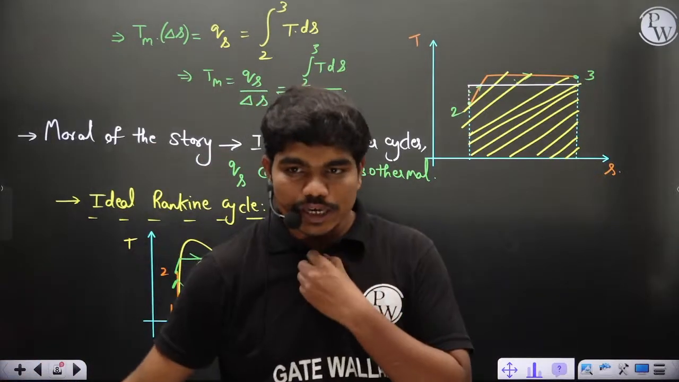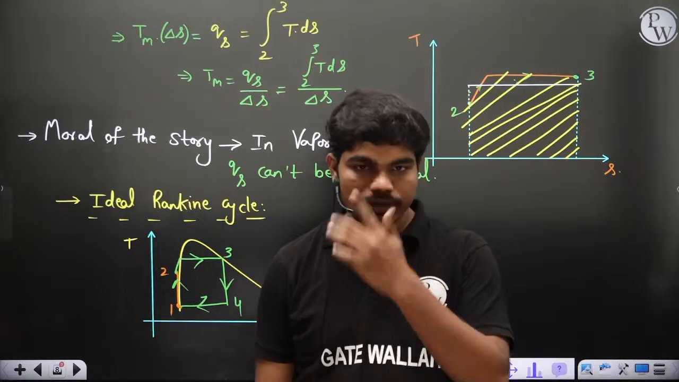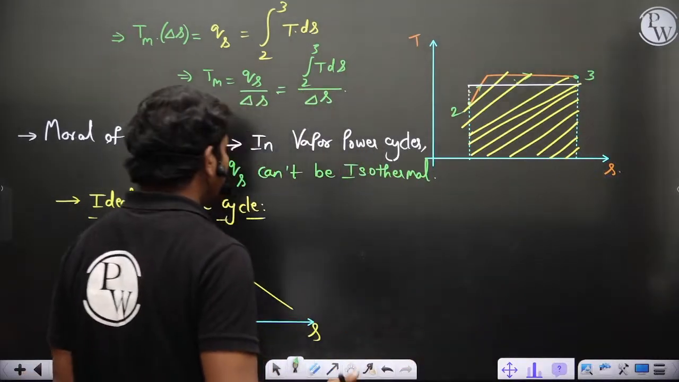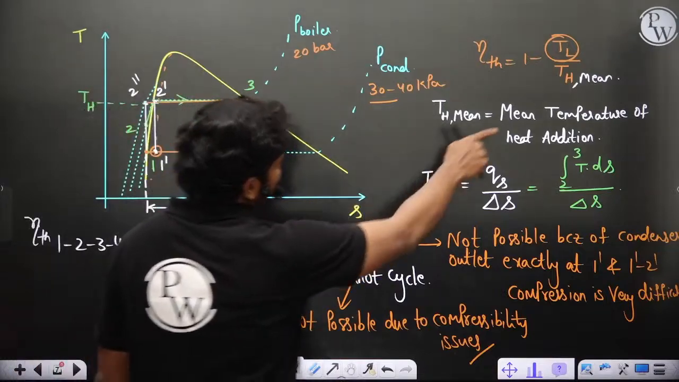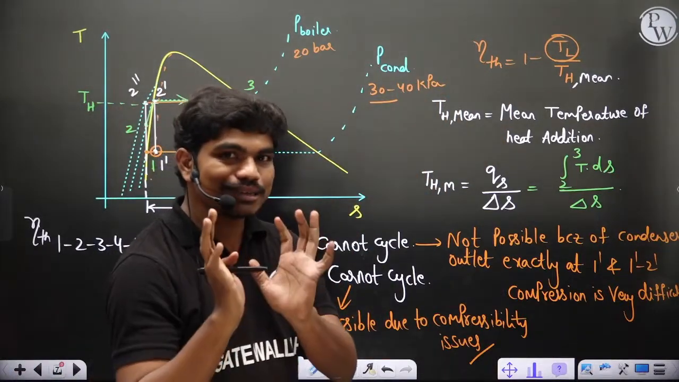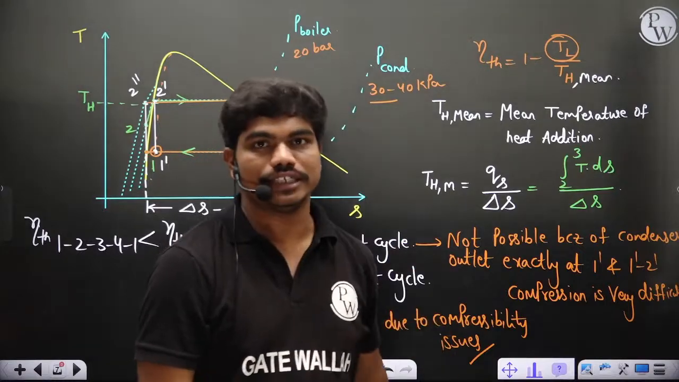Now you know this is going to be the practical cycle with which you are going to work. Definitely, with this cycle the thermal efficiency you are going to get is less than the Carnot efficiency. Means there is some scope for improvement of efficiency. This is what you can understand.